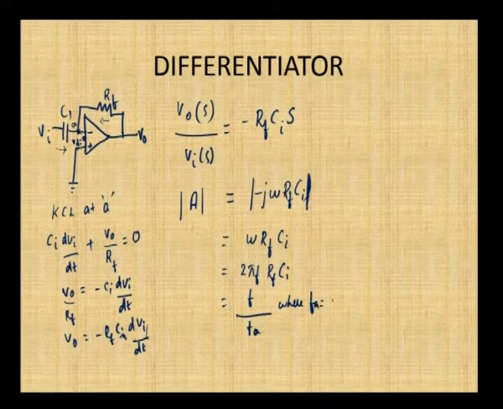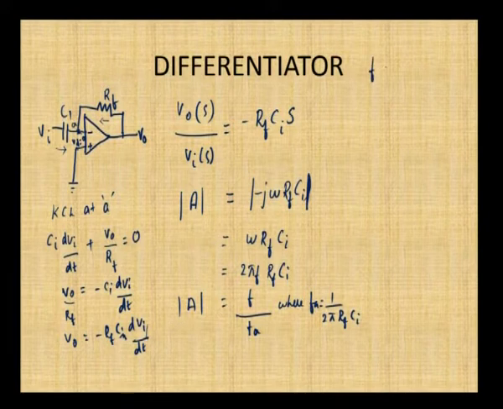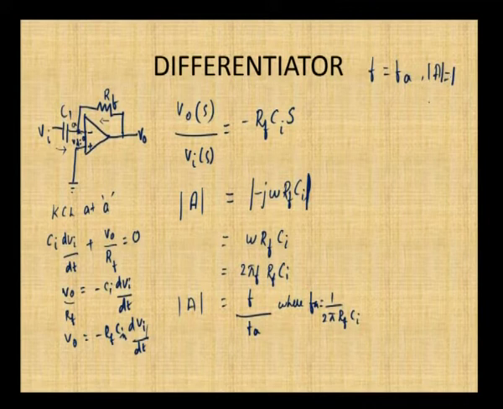where Fa is equal to what? 1 by 2 pi RF Ci. This is the gain of the differentiator. Now, if f is equal to Fa, what happens to the gain in mod? It will be 1. If you calculate it in dB, it is 0 dB.